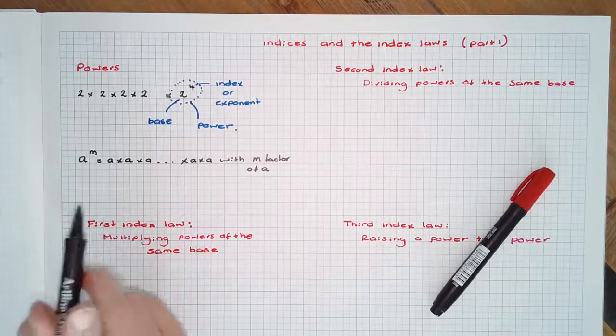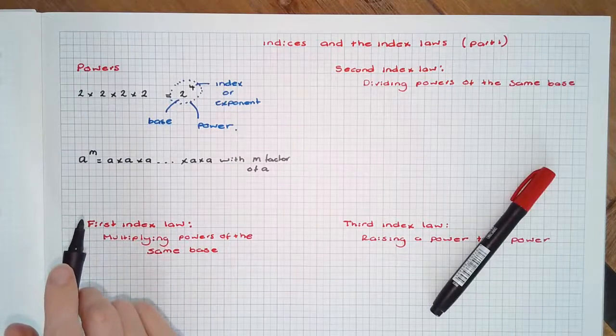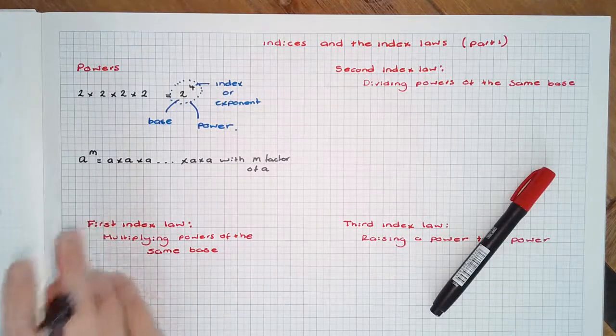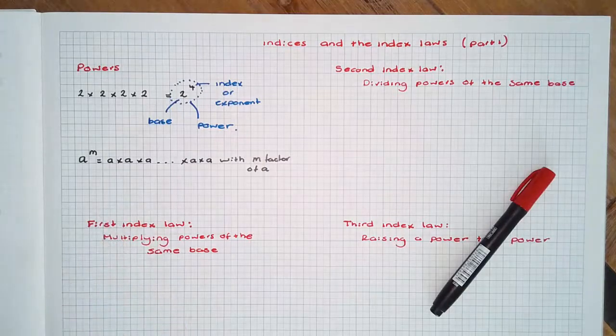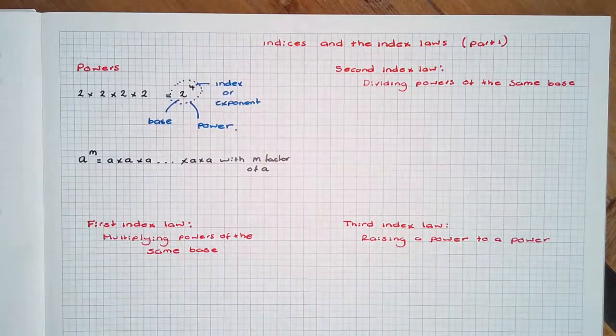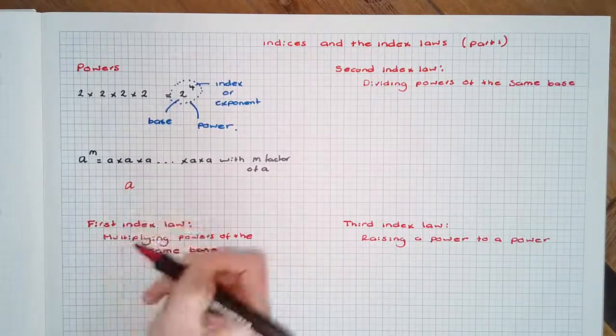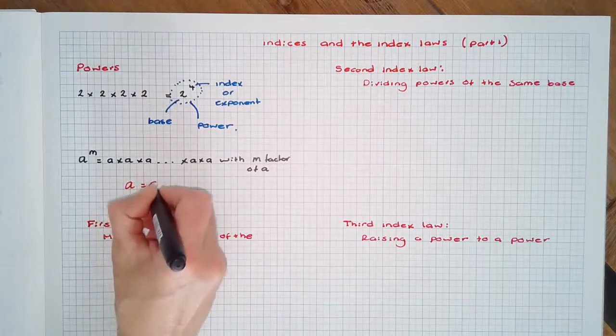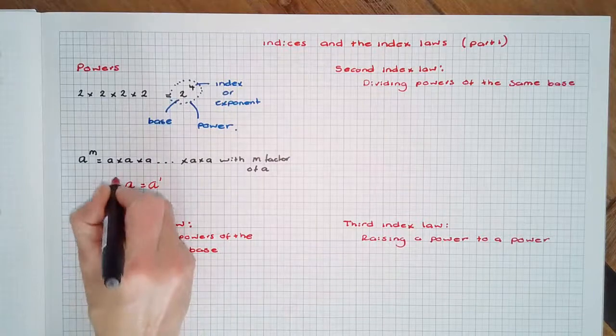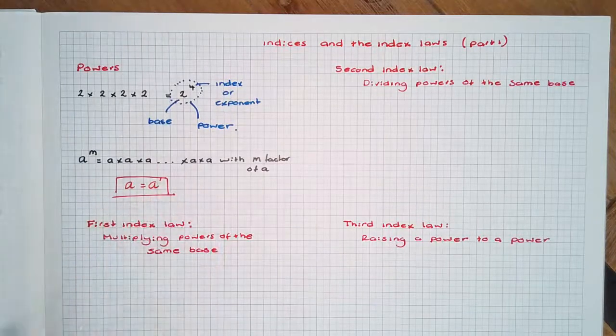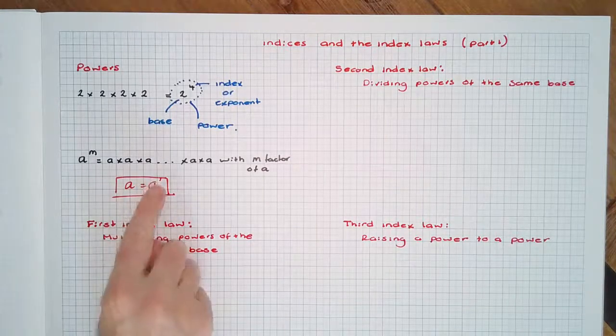Any number without an index shown has a power of 1. That is, any number, let's say a, written without a power is to the power of 1. But we don't normally write the index of 1.